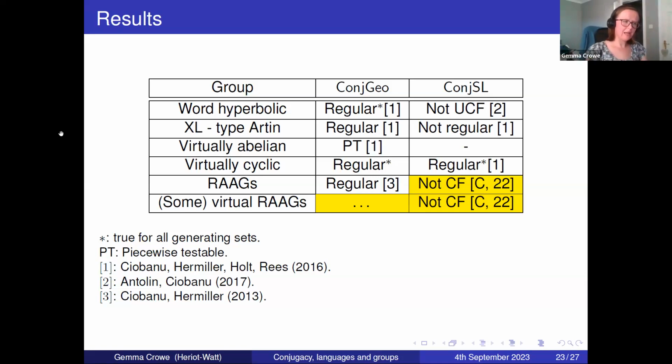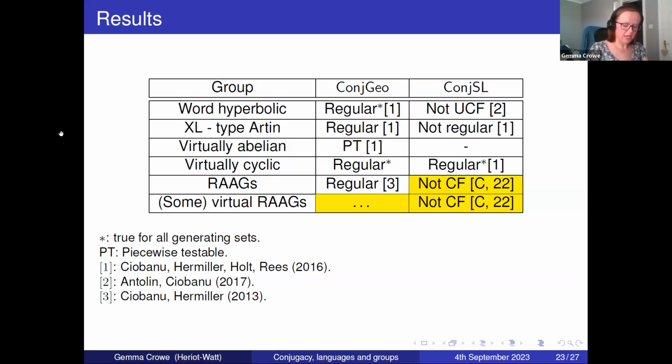So in that sense, that language did kind of preserve the same properties through the quasi-isometry. It stayed not context-free. But then the question is, for conjugacy geodesics, what happens? So for right-angled Artin groups themselves, we already knew these were regular. This by Ciobanu and Hermiller in 2013. So then my question was, well, do virtual RAGs stay regular? Do conjugacy geodesics stay regular?